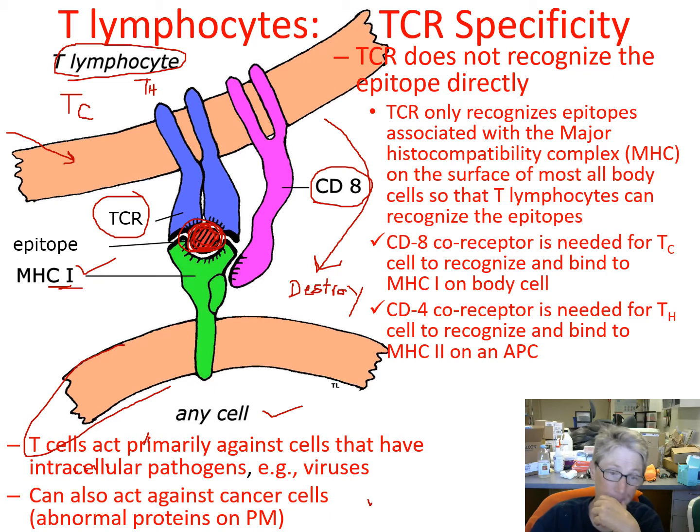So T cells, we talked about cytotoxic T and helper T cells, act primarily against cells that have intracellular pathogens. So remember, if you're a T cell, you're looking for pathogens that are inside of cells. But cancer cells also have cancer molecules in their cell membrane that aren't normal molecules. So T cells can also act against cancer cells.